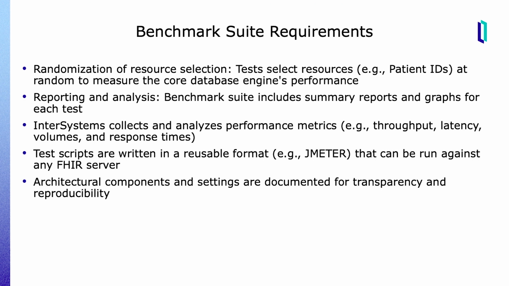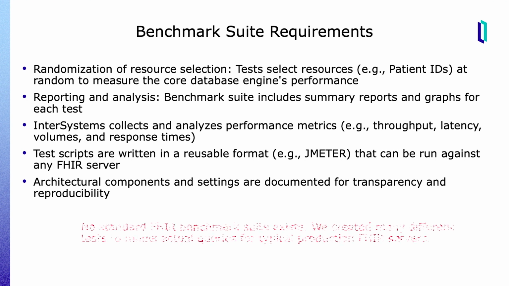The other thing is you need to develop these tests so that you're really testing the server and not just some other property of the IRIS for Health platform, such as caching. So we randomize the resource IDs specifically so we're measuring core database engine performance. And we get a lot of summary reports and graphs, and I'm going to show you these in just a second. And then also we capture a lot of definitions so that you know exactly under what conditions these benchmark data were developed.